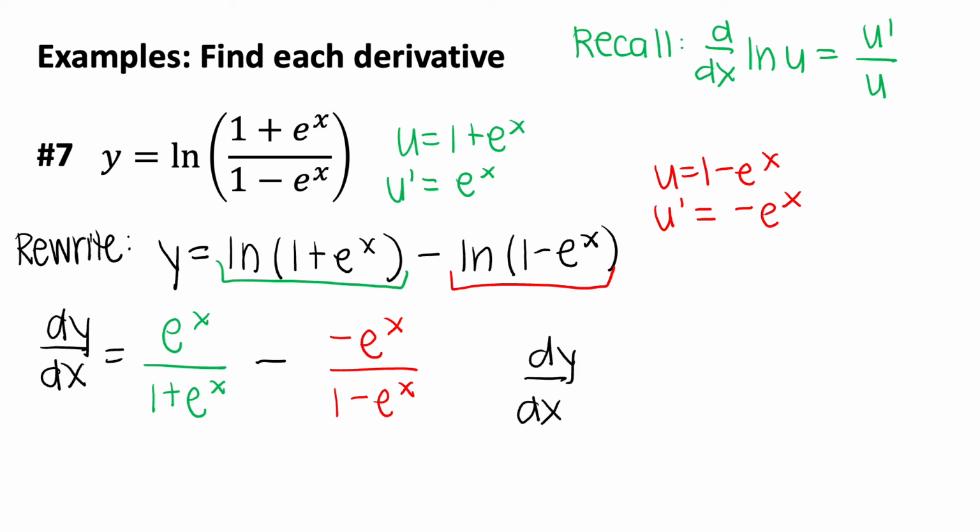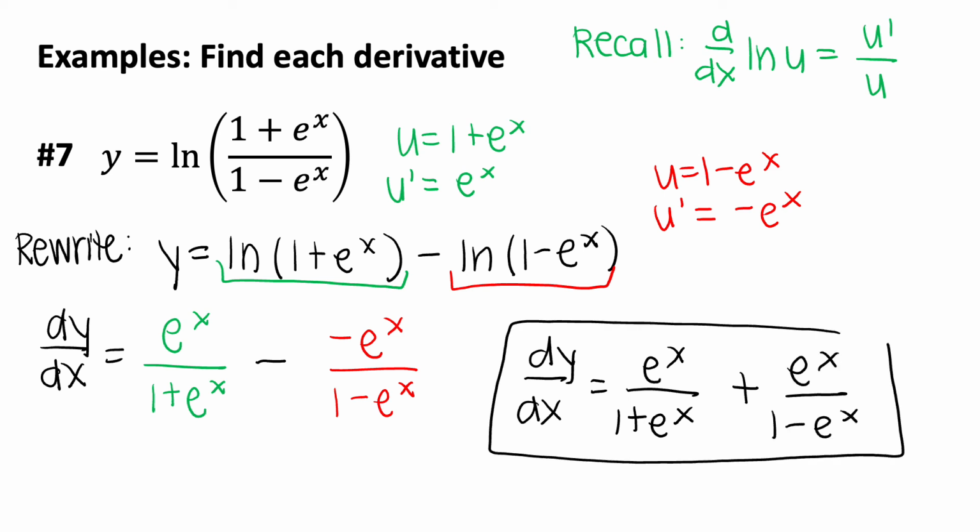So our derivative, dy dx, is equal to e to the x over 1 plus e to the x plus e to the x over 1 minus e to the x. So no need to find a common denominator right yet, but just double checking your derivatives and then again bringing back this derivative of the natural log function.